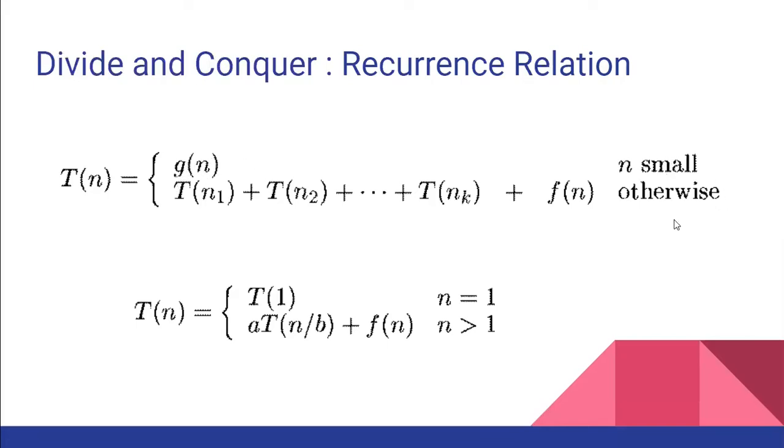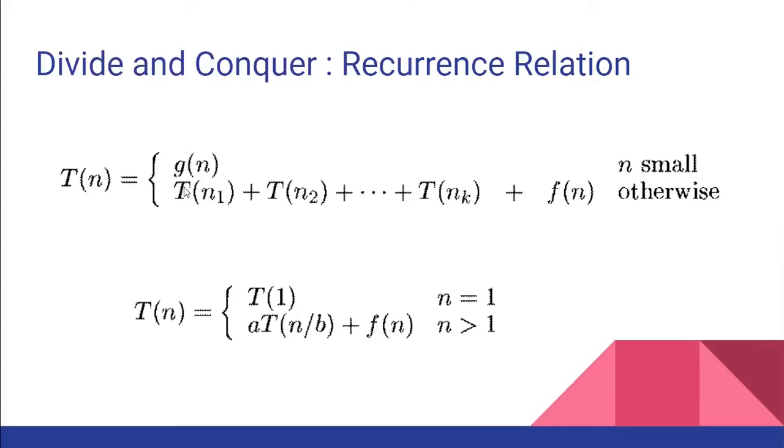Otherwise, if n is not small, then the time required is T(n1) for subproblem n1, T(n2) for subproblem n2, so on up to T(nk) for subproblem nk, plus f(n). What is f(n)? f(n) is the time for dividing the given problem and combining the solutions of these subproblems. So in general, the recurrence relation of divide and conquer is T(n) = g(n) if it is small. If it is large enough, then we compute the time required for each subproblem plus the additional time required for dividing and combining the subproblems.